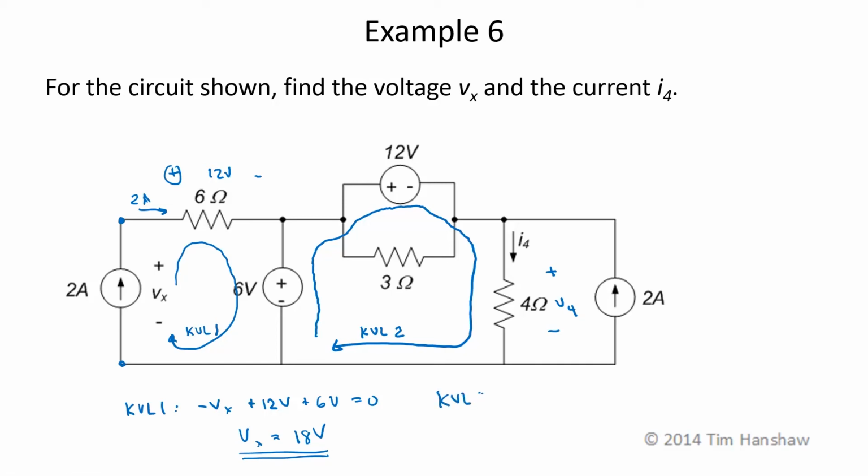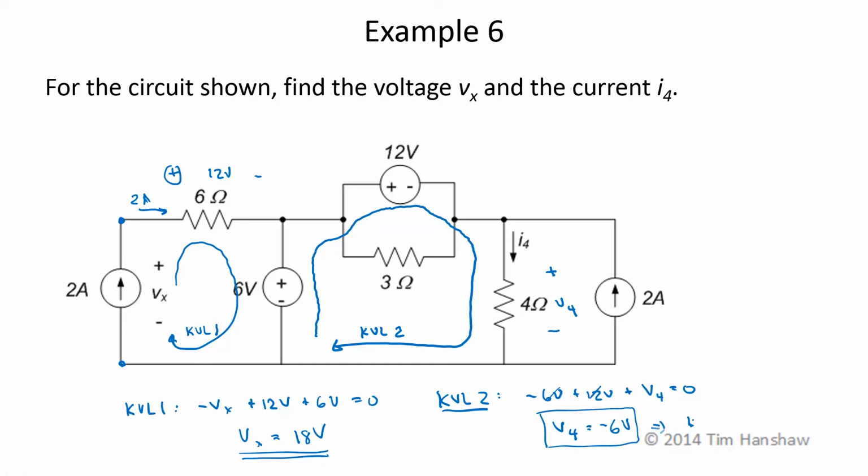So let's do KVL2. So negative 6 volts plus 12 volts plus V4 is equal to 0. So V4, let's see, is equal to minus 6 volts. So I've picked the wrong polarity, but that's okay because I know how to interpret it.